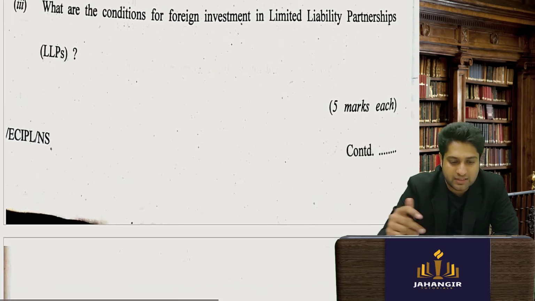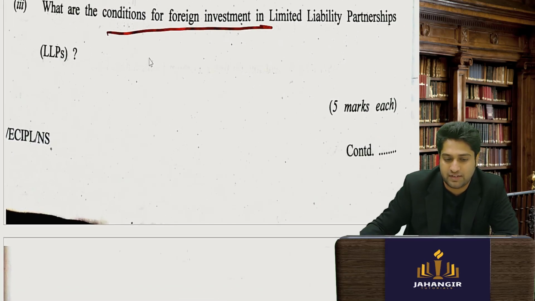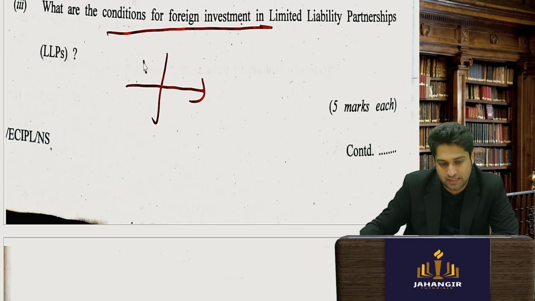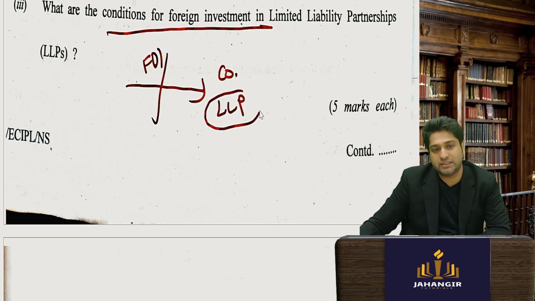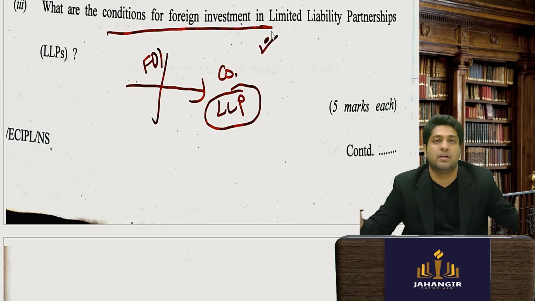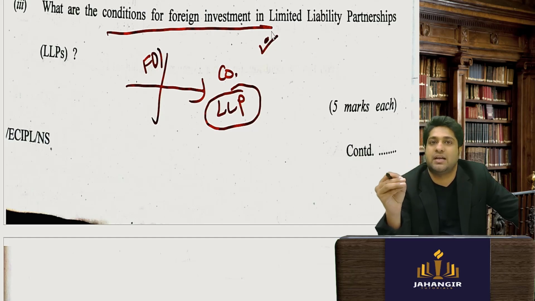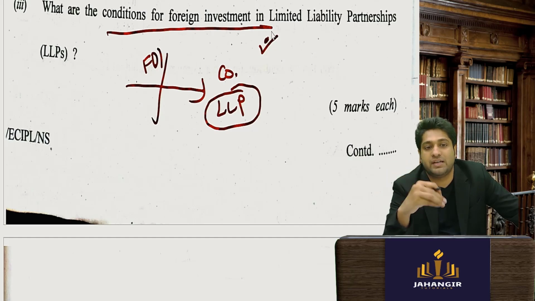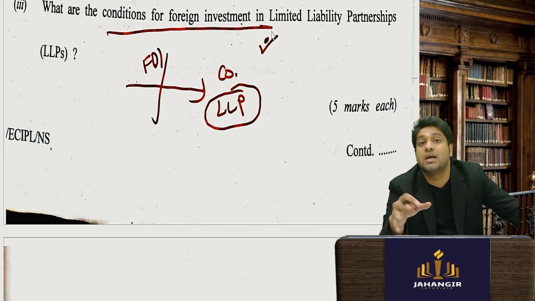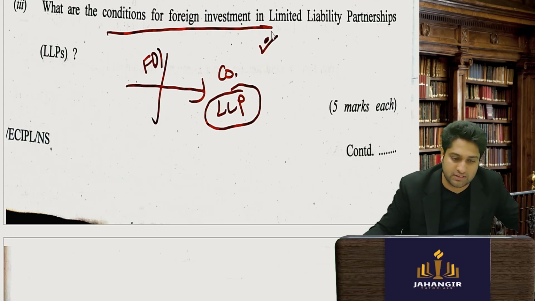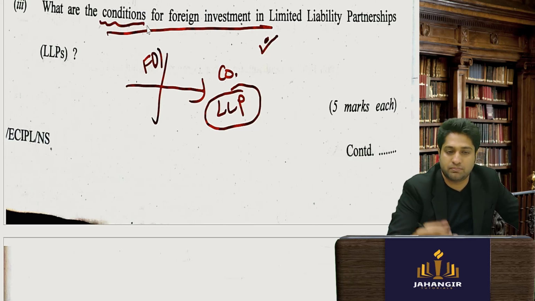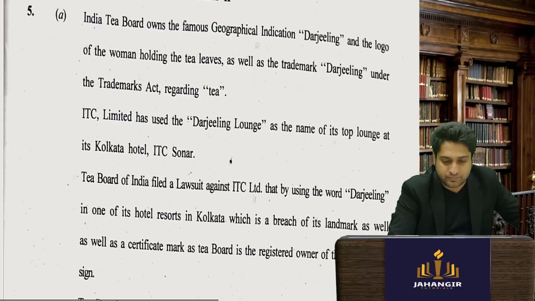Then comes, what are the conditions for receiving foreign investment? When we see foreign direct investment, it can come not only in companies but also in LLPs. But the condition is that for an LLP, it is allowed only if it is operating in a sector in which 100% FDI is allowed for companies, and there is no performance-linked condition. So certain conditions have been given. It's a direct question.